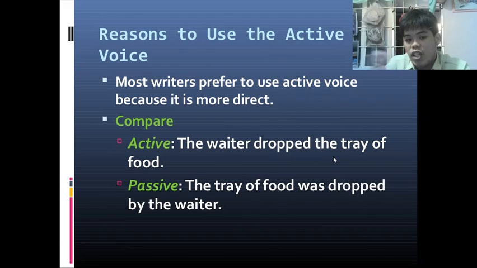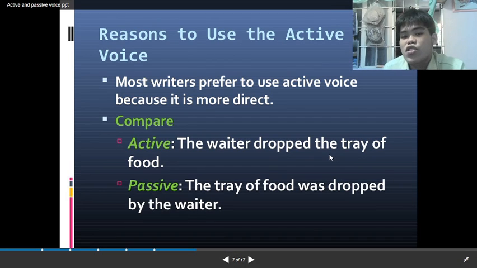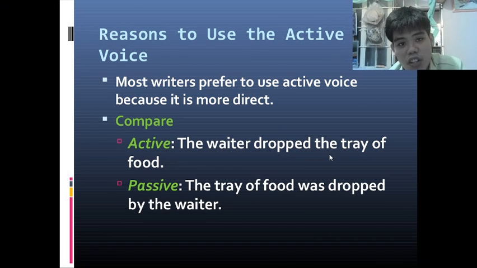See, of course, we can already see that in the passive form, it is much longer. That's why the active is preferred by most writers. But the reason also why it is more preferred by writers is because it is more direct, or it is straight to the point.